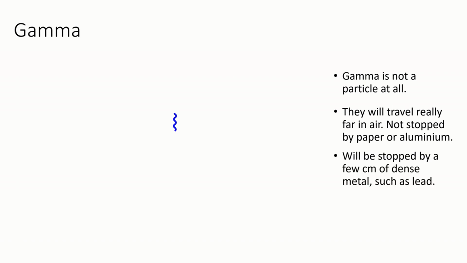Gamma is not a particle at all and is the least ionising of all the radiations. Because of this, they'll not be stopped significantly by air or any thin material of low density. To stop gamma, we need to use a very thick and dense metal like lead. 2 or 3 centimetres of lead will do the trick. It's like shining a torch through the forest. Some of the light will likely reach pretty far into the woodland.